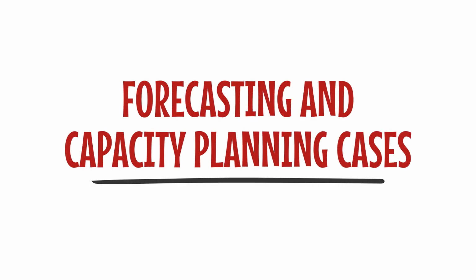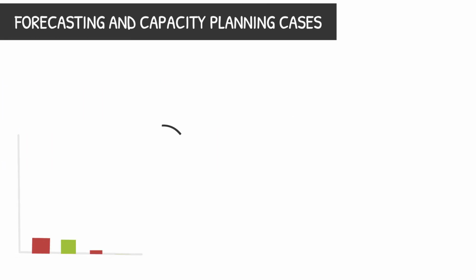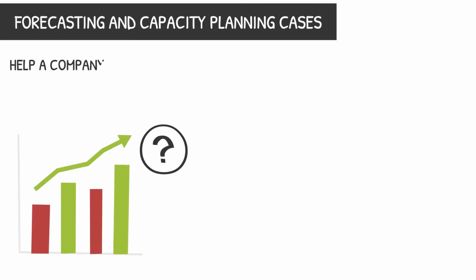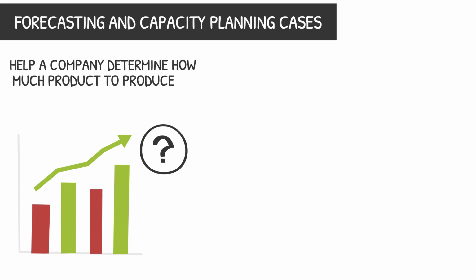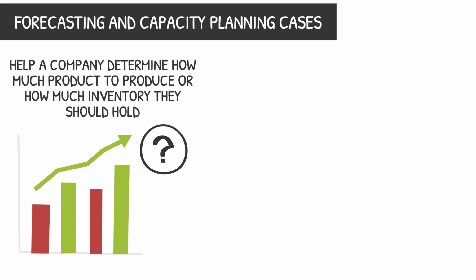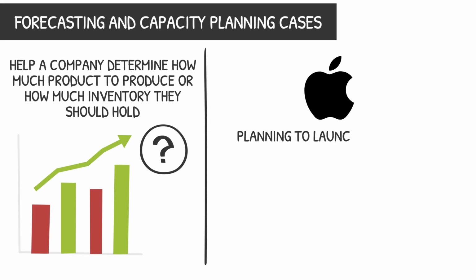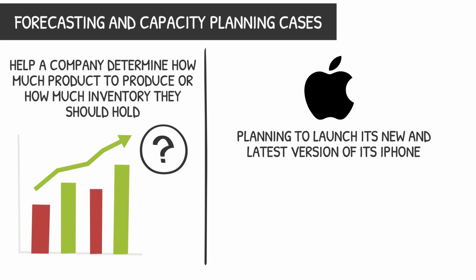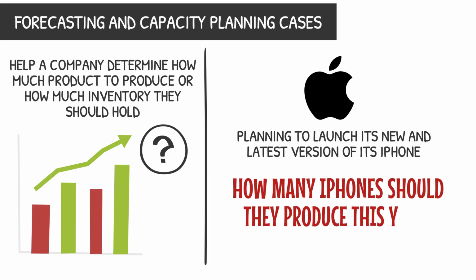These are forecasting and capacity planning cases. Forecasting or capacity planning cases will have you help a company determine how much product to produce or how much inventory they should hold. For example, Apple is planning to launch its new and latest version of its iPhone. How many iPhones should they produce this year?